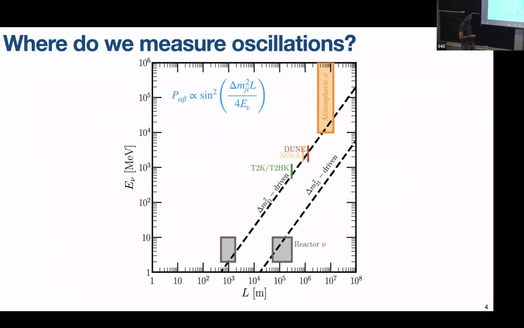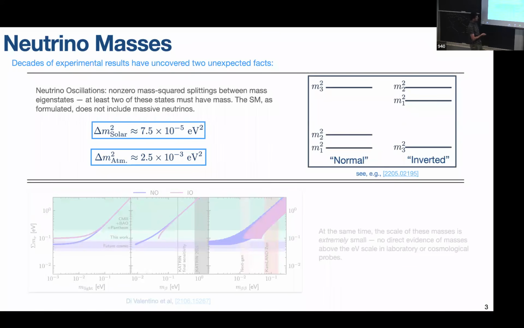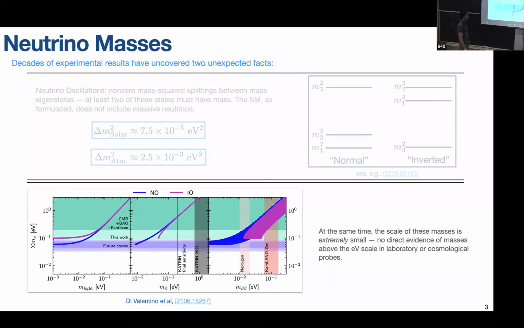So just a quick question. The latest, was somebody claiming that normal was preferred over inverted a little bit? Yeah, there's claims at the level of 2 to 3 sigma that normal is preferred over inverted. So it's modest evidence, I guess.